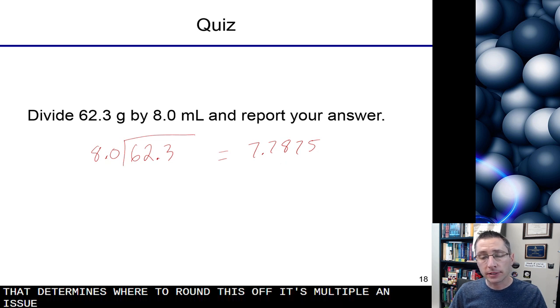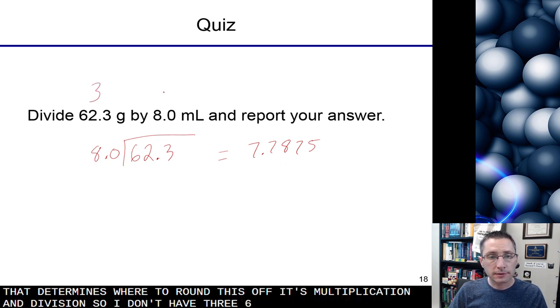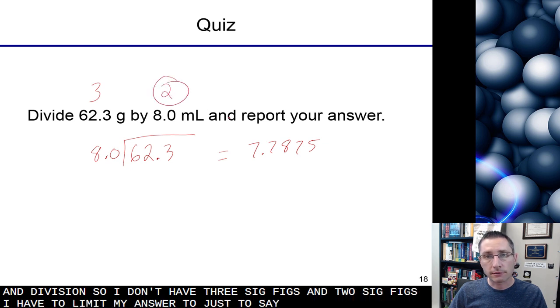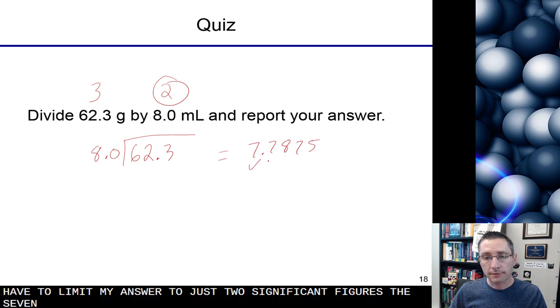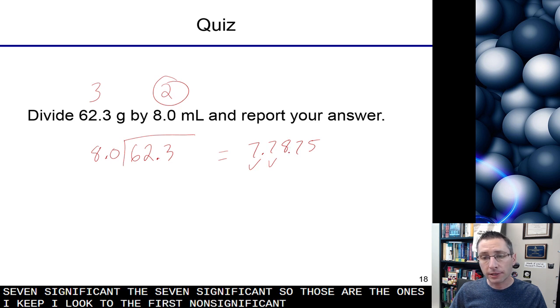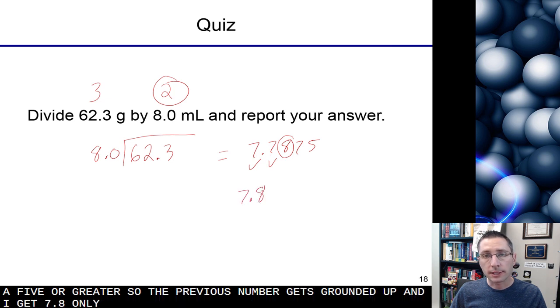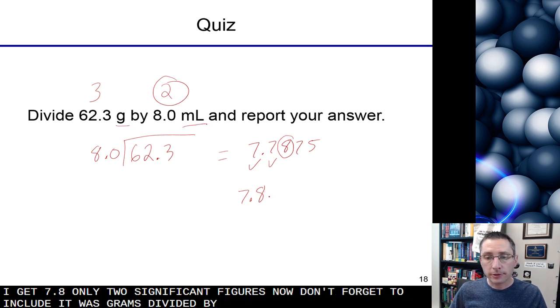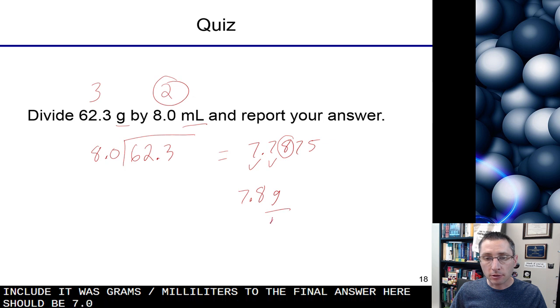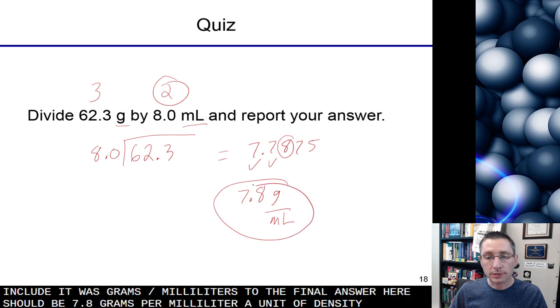It's multiplication and division. So I know I have 3 sig figs and 2 sig figs. I have to limit my answer to just 2 significant figures. The 7 is significant, this 7 is significant, so those are the ones I keep. I look to the first non-significant figure, the 8. That's a 5 or greater. So the previous number gets rounded up and I get 7.8. Only 2 significant figures. Now, don't forget to include your units. It was grams divided by milliliters. So the final answer here should be 7.8 grams per milliliter, a unit of density. So that's the final answer there.